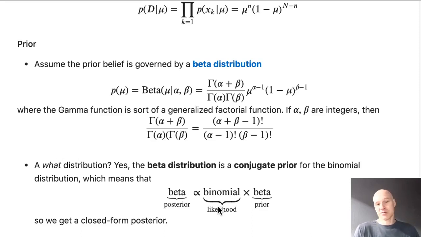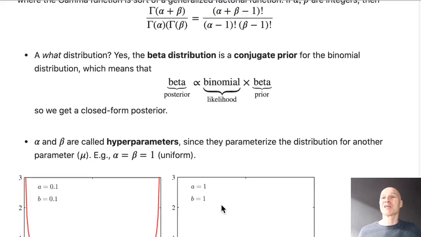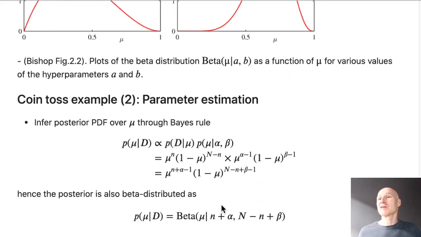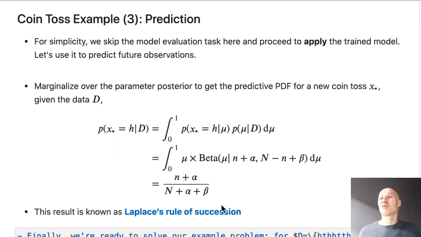It's a very good choice because you don't have to go to numerical recipes. You get analytical solutions. We also got an analytical solution for prediction, so everything is fine in this example. We don't need to go to any numerics.